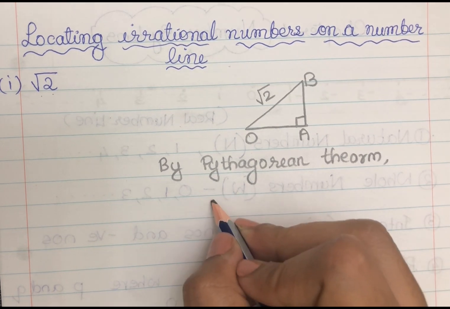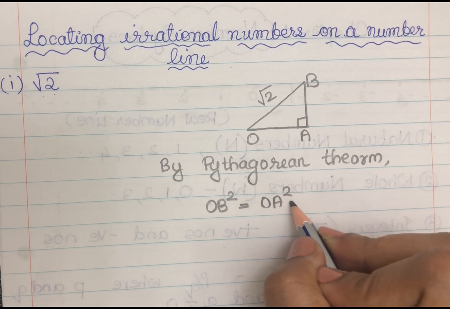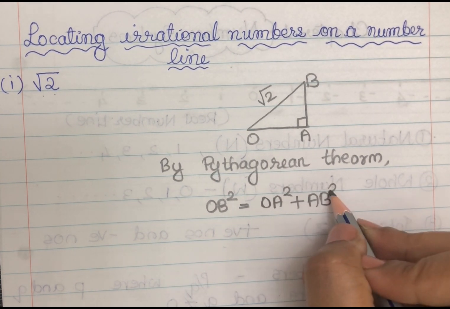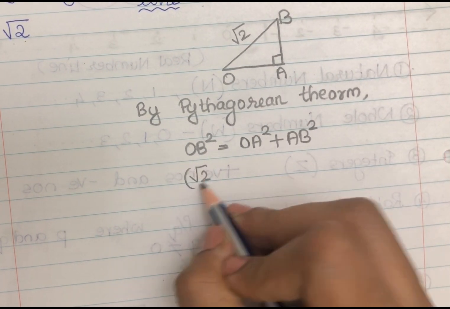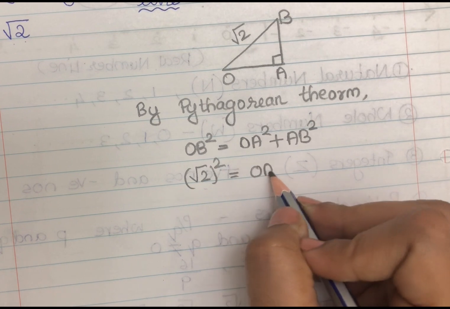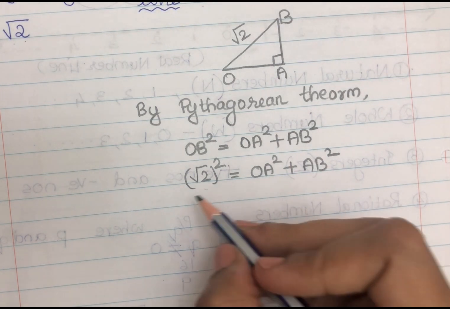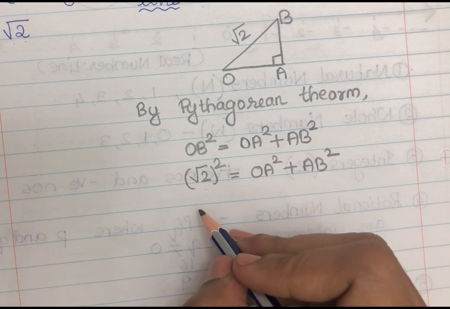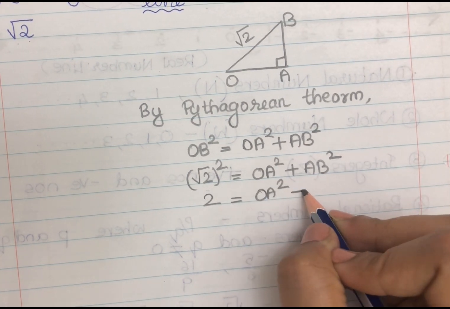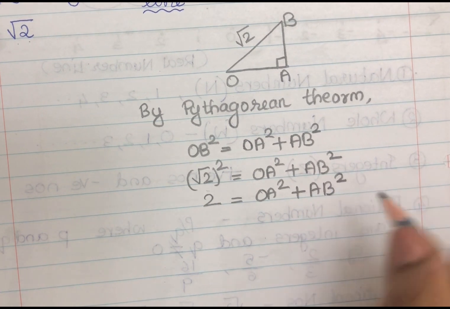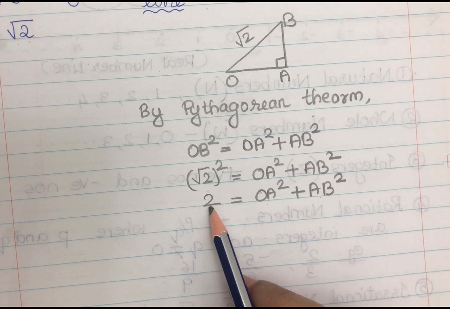OB square is equal to OA square plus AB square. So root 2 the whole square is OA square plus AB square. You know what root 2 square is? It is 2, equal to OA square plus AB square. So by adding which two squares will we get 2?